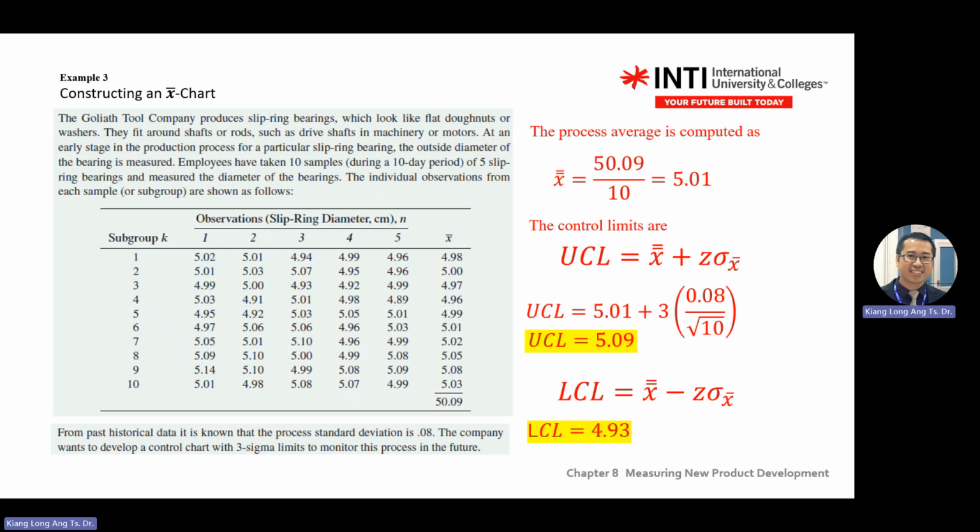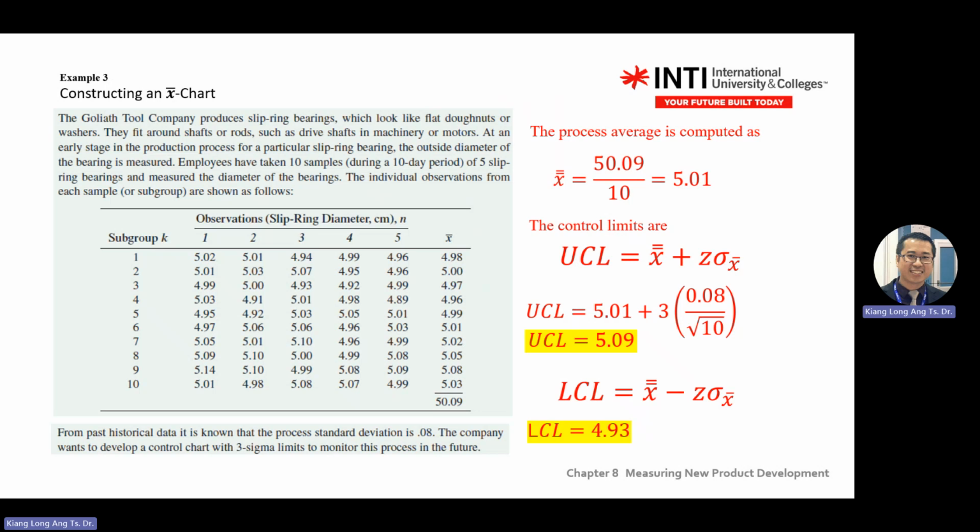Mean means you add 5.0, 5.02, 5.01, blah, blah, blah, until 5, divided by 5, you get 4.98. Then do the rest until 10. Then you group all the means together. You get 55.09. Okay, so mean of the mean, double X bar, equals all the means added together, 55.09, divided by 10 data. So X double bar is 5.01, and calculate the UCL and LCL.